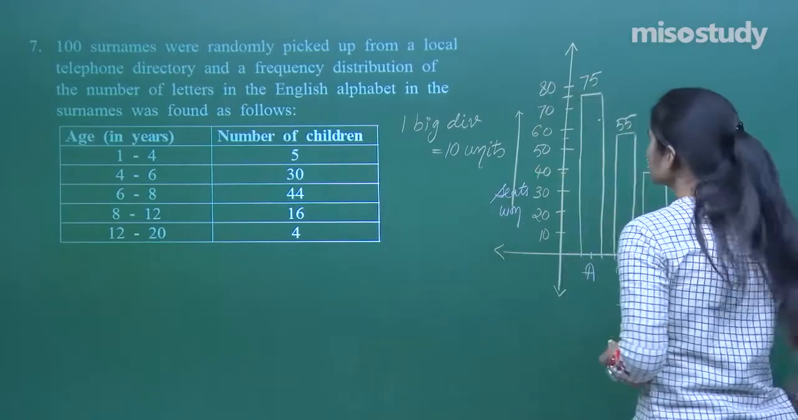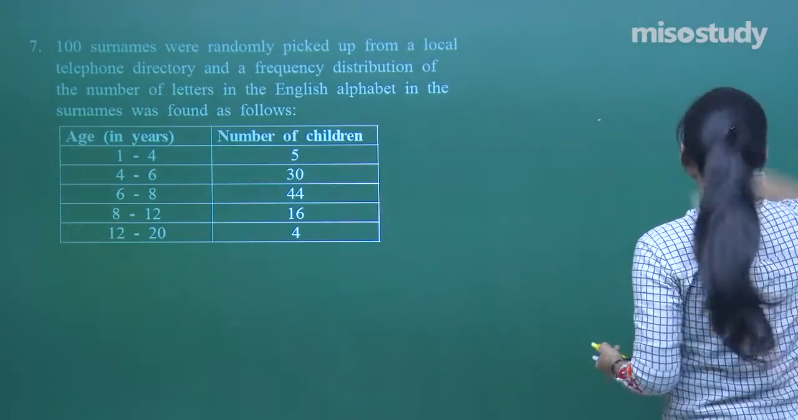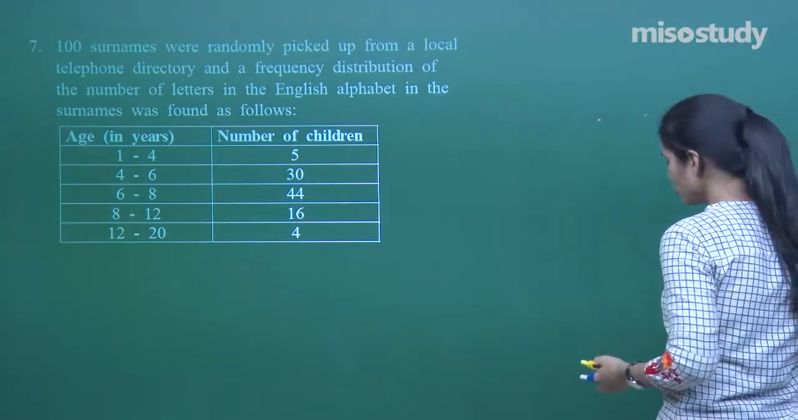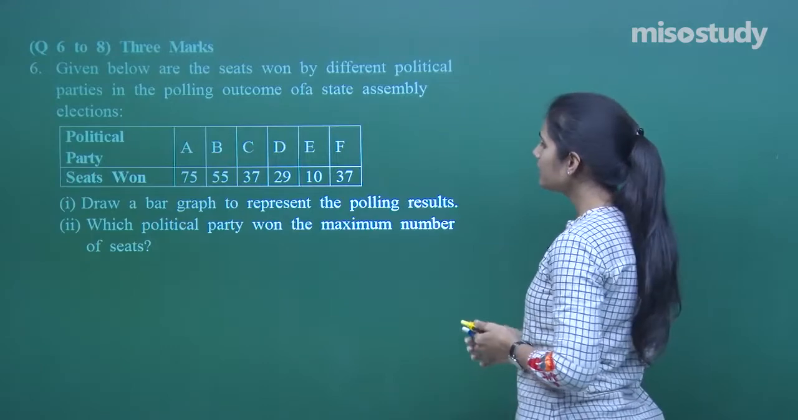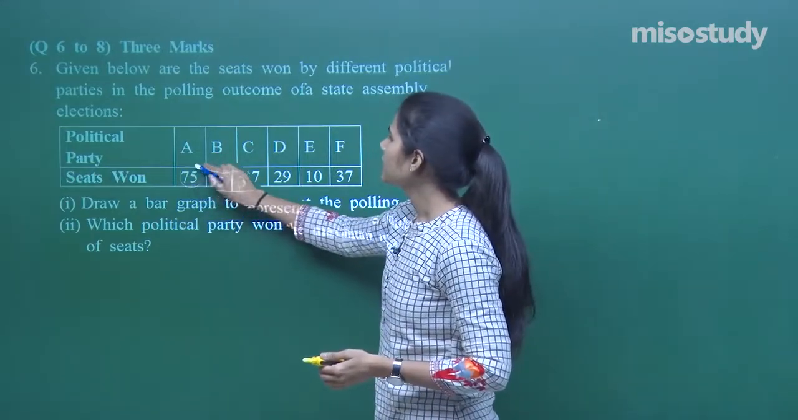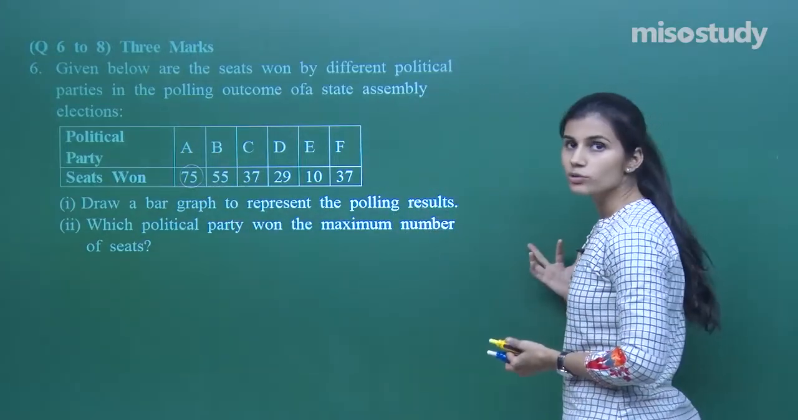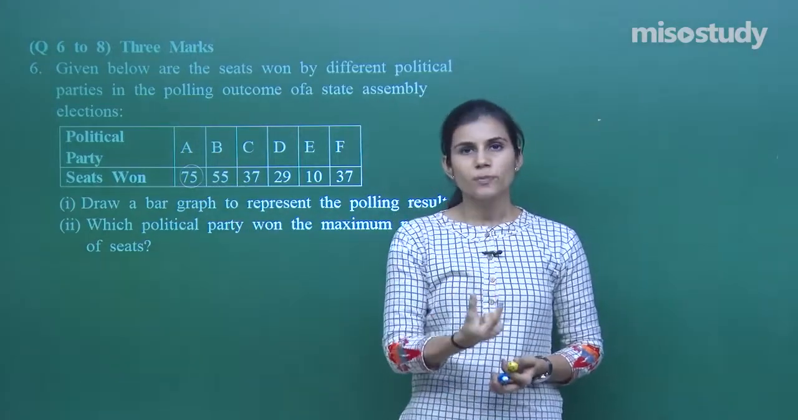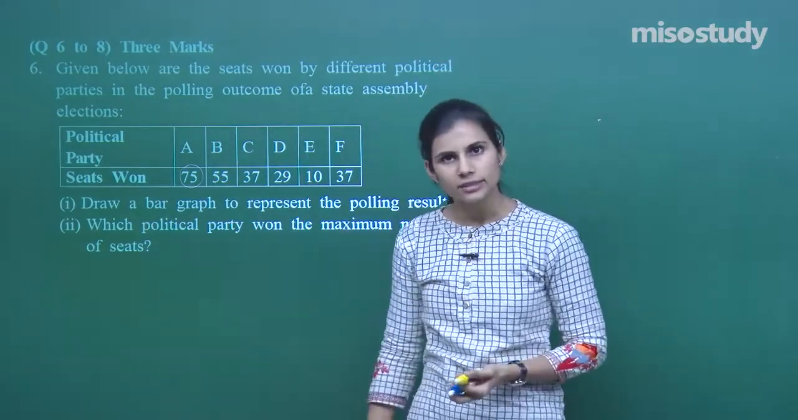100 surnames were randomly picked up from a local telephone directory and frequency distribution was drawn. Now before I move ahead, here also it is saying which political party won the maximum number of seats. You can clearly see a political party is the party which is winning the maximum number of seats. Also through the bar graph you could see that the bar corresponding to A was having the maximum height. Fine.